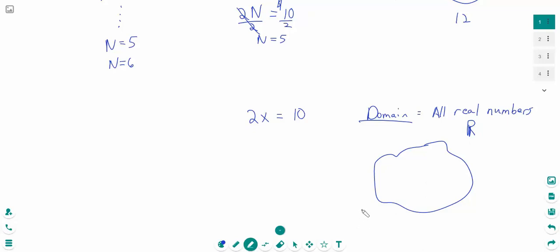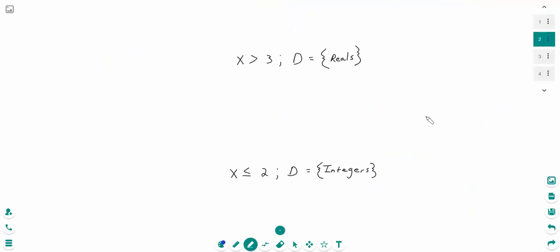However, if they give you the domain, then you need to make sure that your answer is appropriate, that you've weeded out all of the other answers except for the ones that are in the domain that they state. All right, so let's try a couple problems here and see how that works. So this is what you'll see in your textbook.